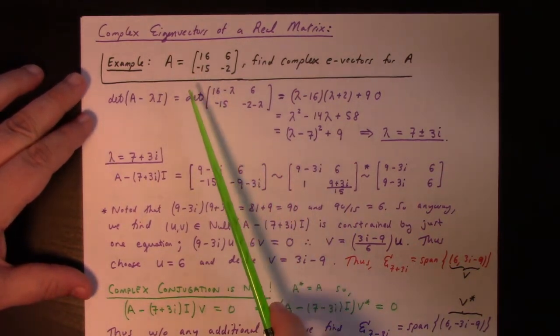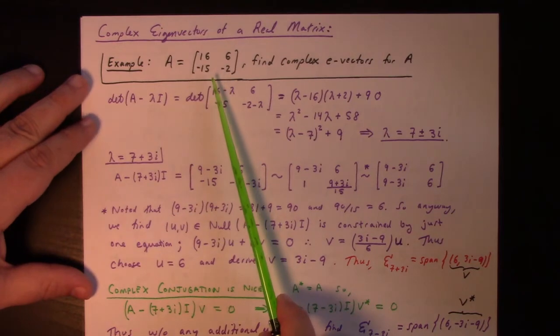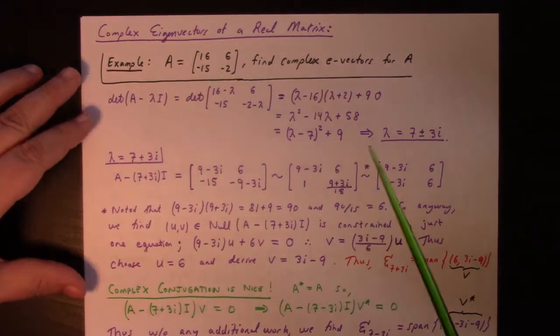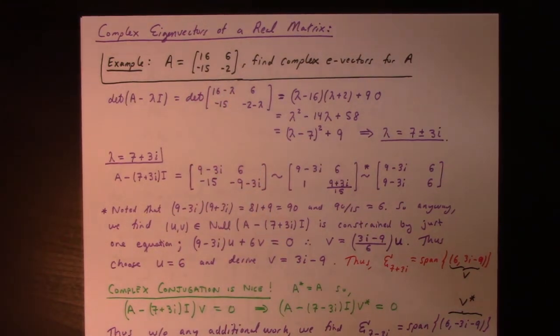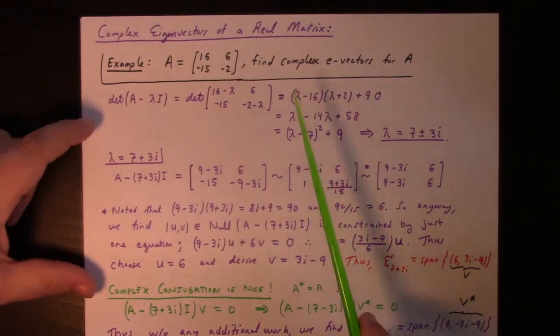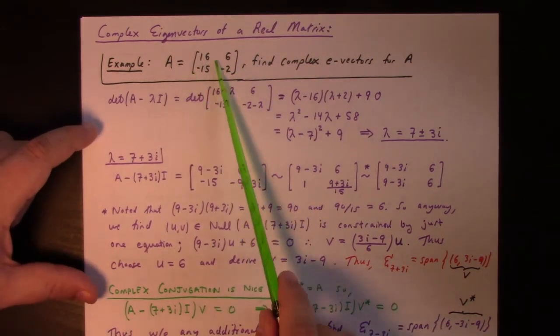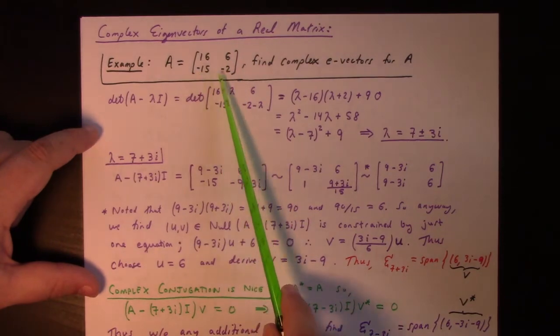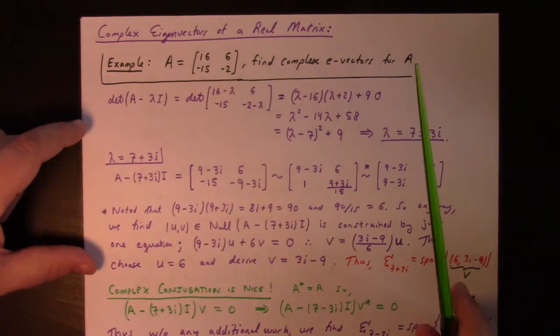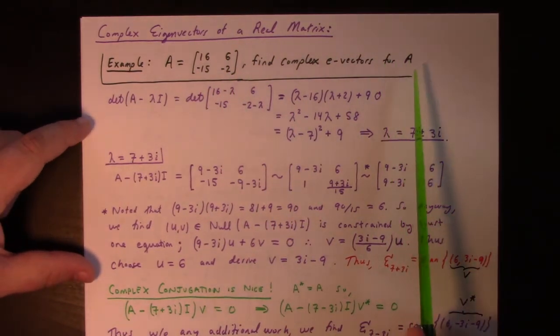So suppose you got this 2 by 2 matrix. What we've already talked about for the last hour and a half or so in lecture, there's nothing that stopped us from finding complex eigenvectors for complex or real matrices, right? Well, in the sense that any real matrix could also be viewed as a complex matrix, right? So suppose we have the matrix 16, 6, minus 15, minus 2. Find the complex eigenvectors for A.